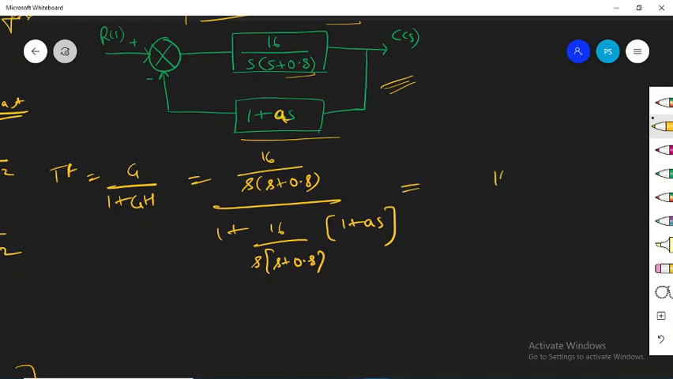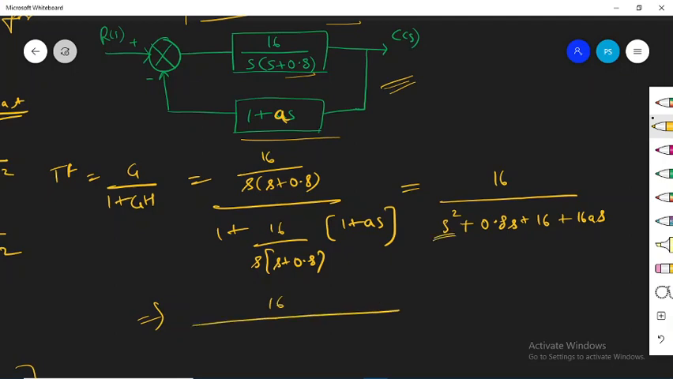So this is the transfer function. Rearranging all the terms, it will become 16 divided by s square plus 0.8s plus 16 plus 16As. I'll arrange it in such a way that all the coefficients, we have term s square का एक ही term है s square, s के दो terms दिख रहे हैं, so we can take s as common: 0.8 plus 16A, times s, plus 16. This is my final transfer function. ये हमारा final transfer function का form आ गया.